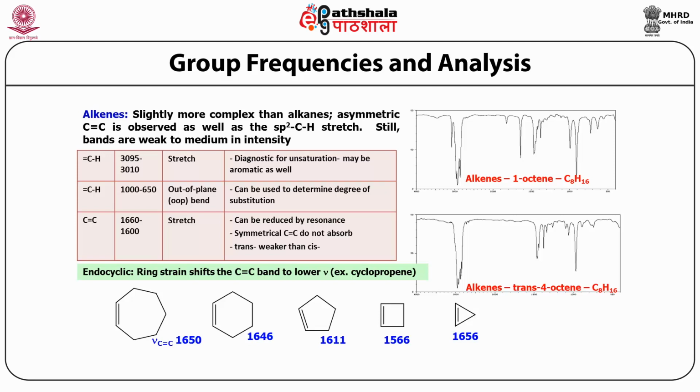In the endocyclic ring, strain shifts the carbon-carbon double bond to lower frequency, for example cyclopropene. You can see here from the 7-carbon ring to the 3-carbon ring, the frequency is decreasing continuously, however only the 3-carbon ring is an exception, having a frequency of 1656.